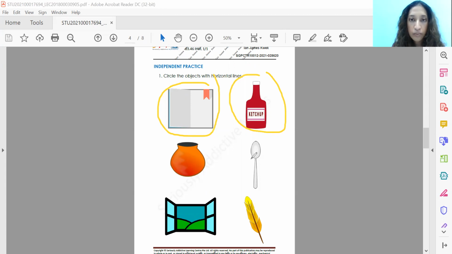What about the spoon? No horizontal lines as well. And what about this window over here? It's pretty obvious. There we go. A couple of horizontal lines. And what about this feather over here? No horizontal lines at all. So that's how we identify them.